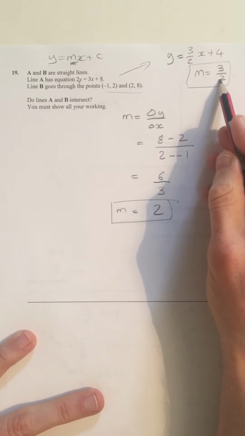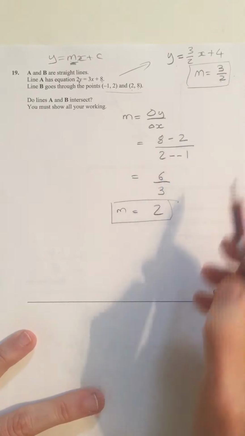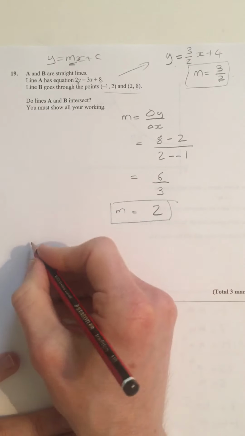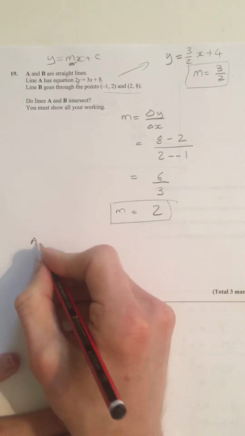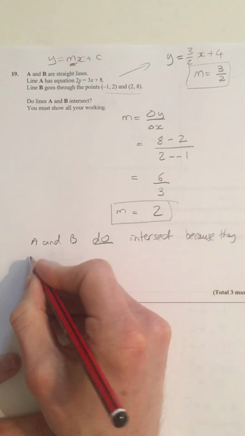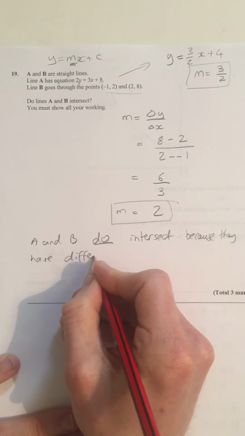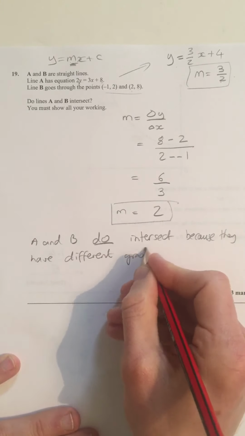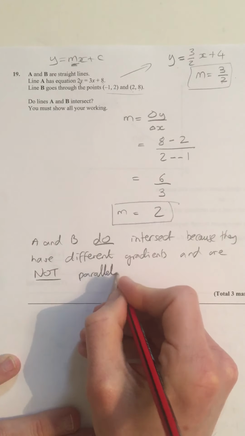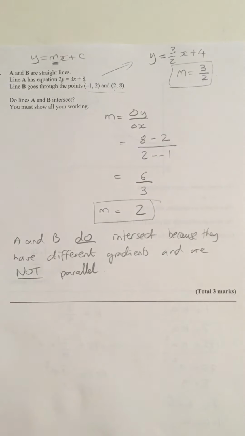So that's the gradient of line A, that's the gradient of line B. They are not the same. So they are not parallel. So they do definitely intersect. So I can say A and B do intersect because they have different gradients and are not parallel. There we go. That's all we actually need to do for that question.